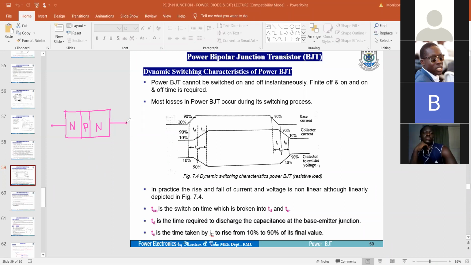And then I'll have my emitter here. So this junction, that is our base. Base, emitter, and then you have your collector here.